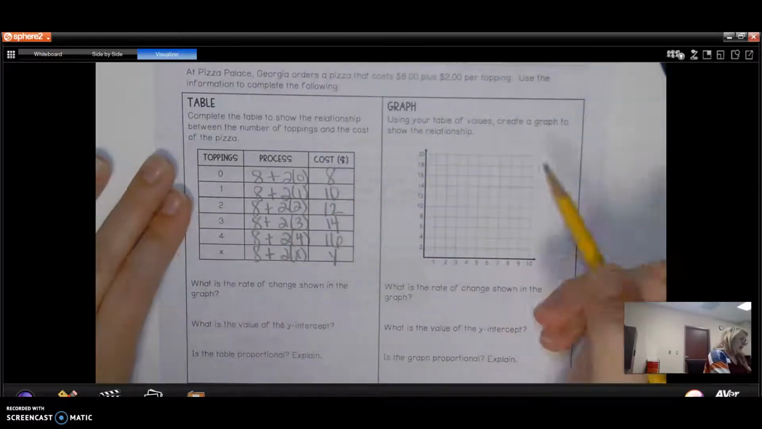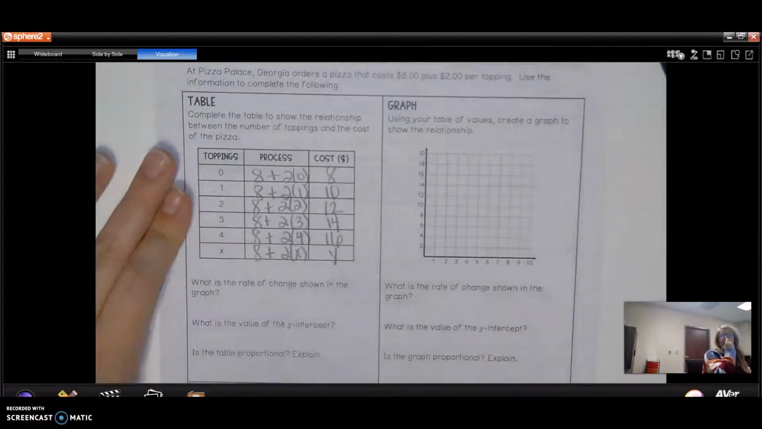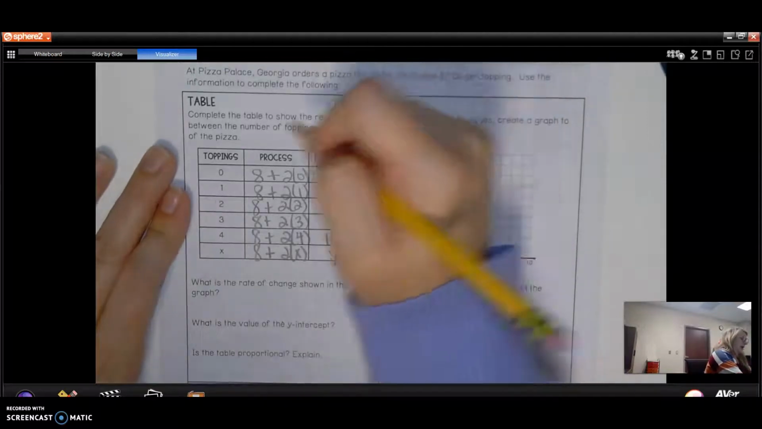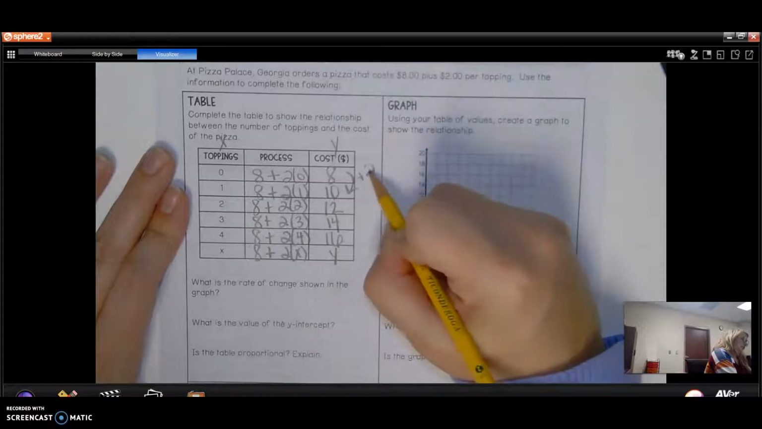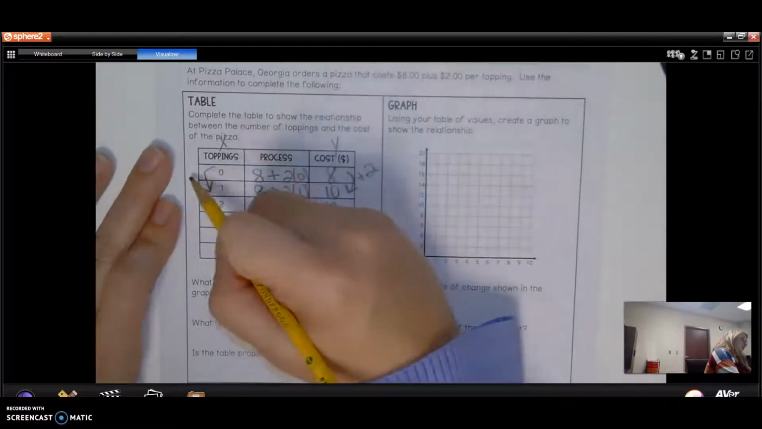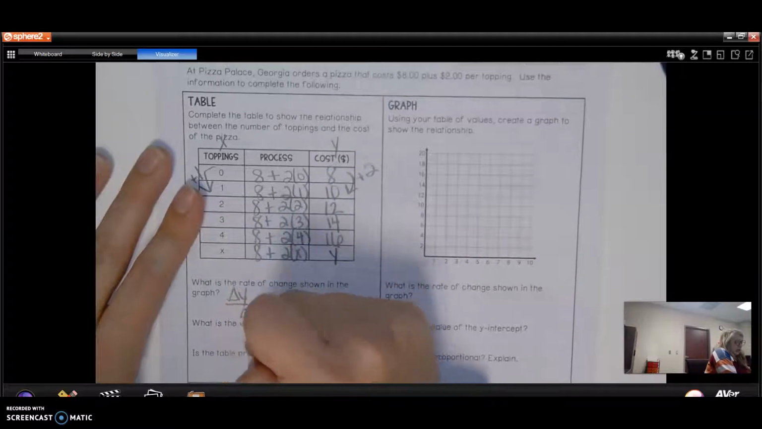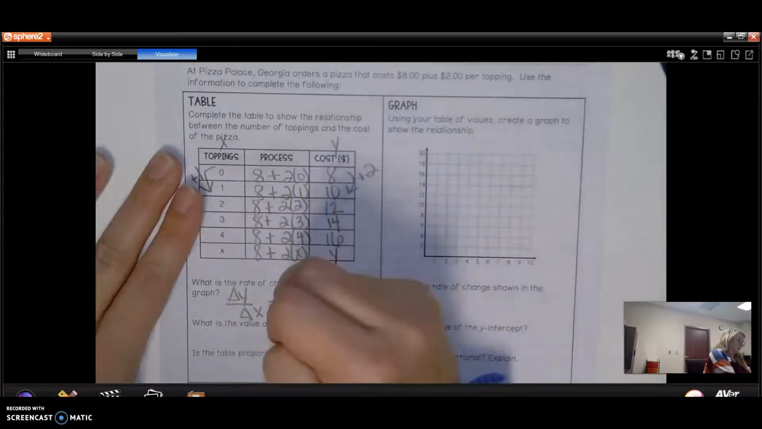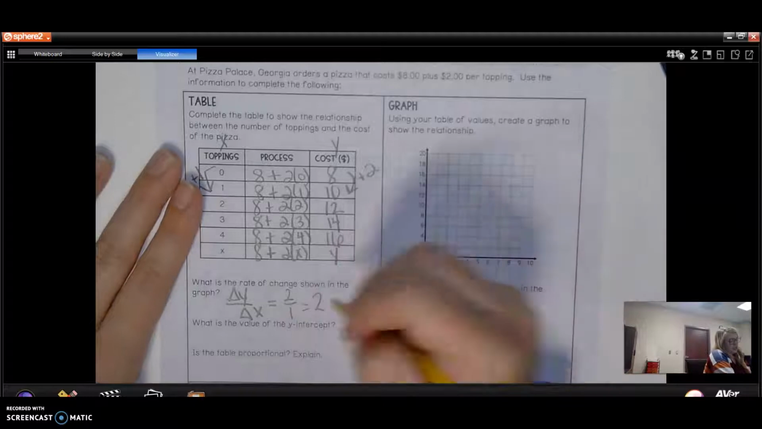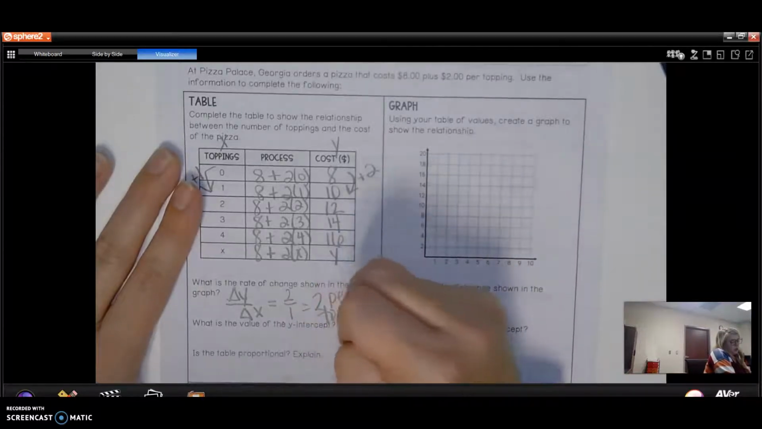Okay, what is the rate of change shown in the graph? So we're looking for the rate of change, the change in my y and the change in my x. So I go from 8 to 10, and that is 2. And I go from 0 to 1, and that is 1. My rate of change is the change in y over the change in x. So that's going to equal 2 over 1, which is 2. So my rate of change is $2 per topping.